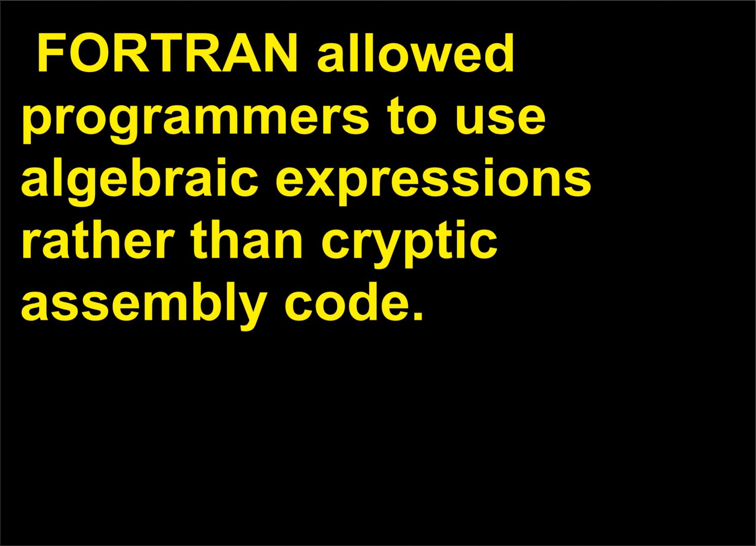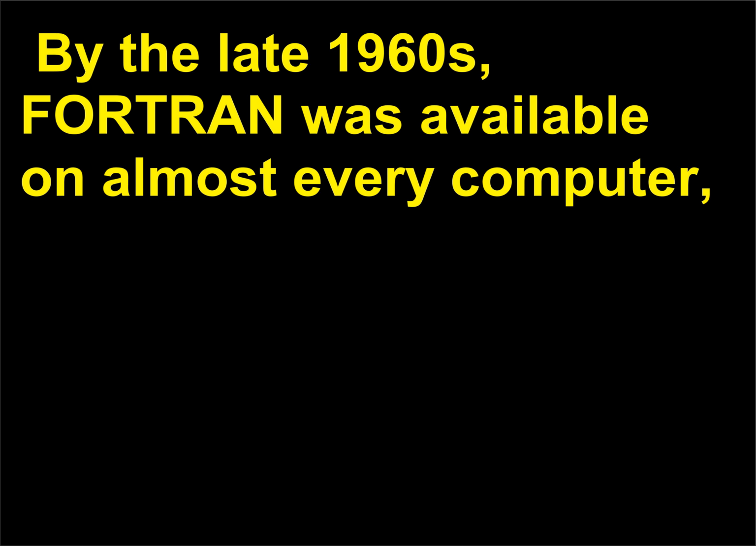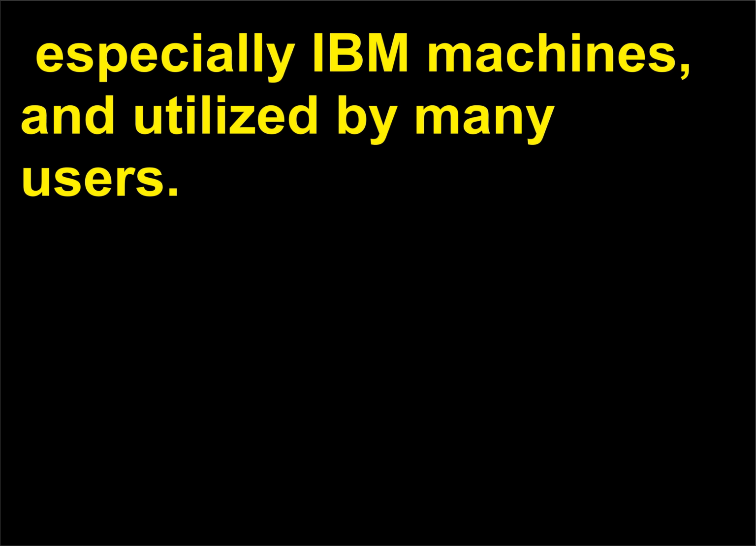Fortran allowed programmers to use algebraic expressions rather than cryptic assembly code. The Fortran compiler translated the algebraic expressions into machine-level code. By the late 1960s, Fortran was available on almost every computer, especially IBM machines, and utilized by many users.